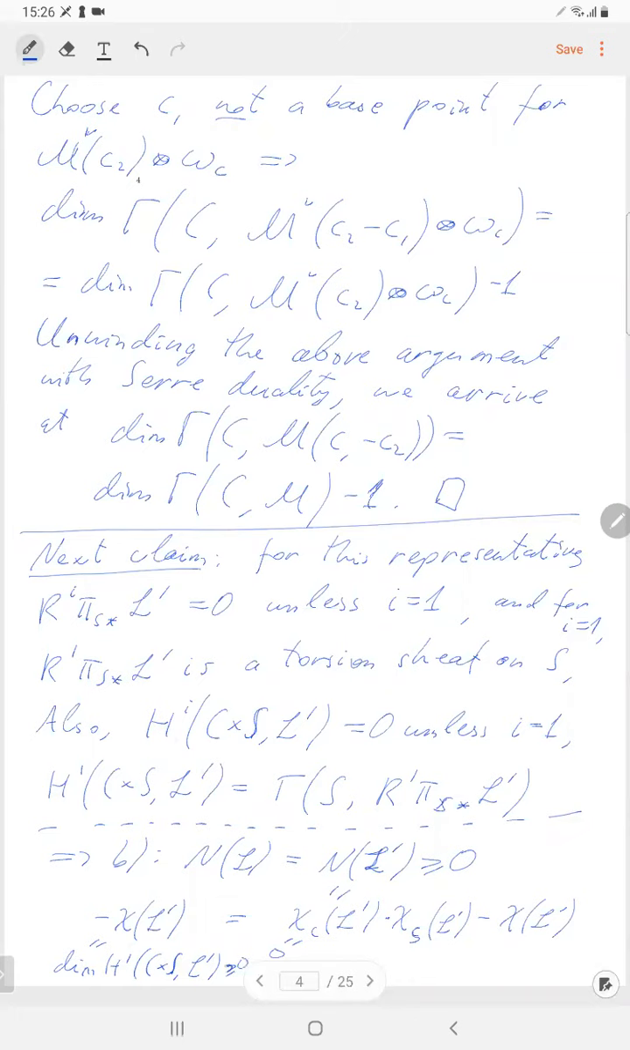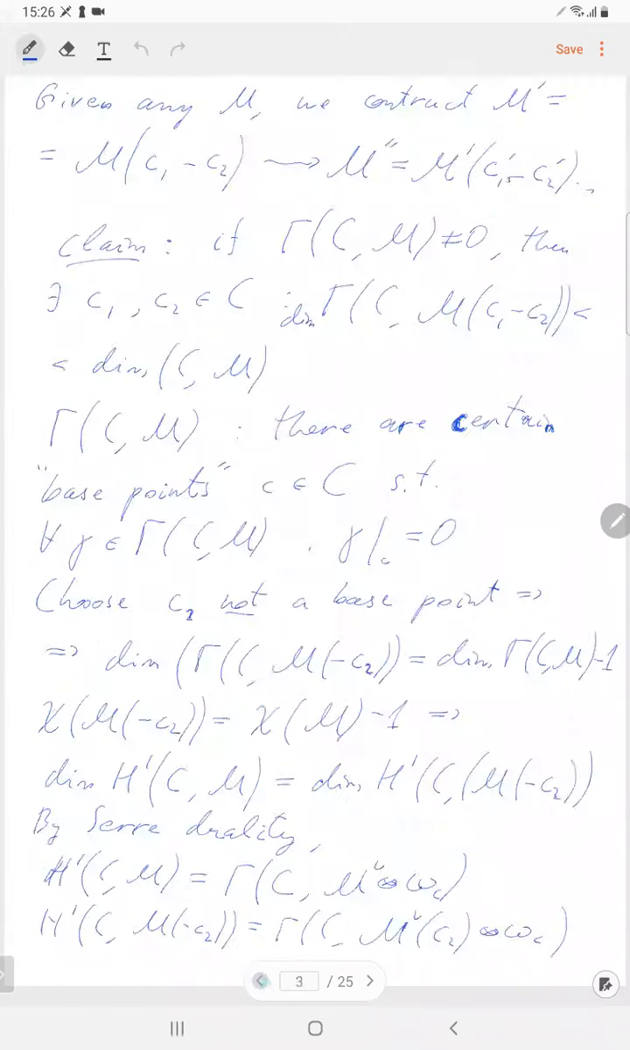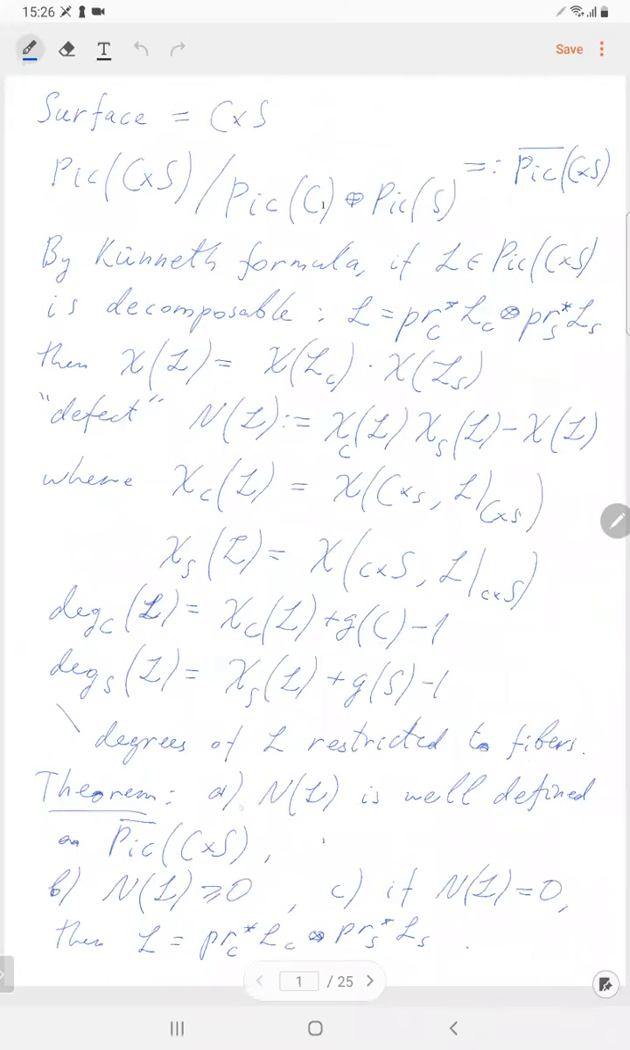Why are the defects the same? This was part A. We proved this in part A. We started our proof with this assertion, right? Shall I go back? Let me go back. Here is part A, that the defect is well defined, so it does not change when I twist by vertical or horizontal divisors.